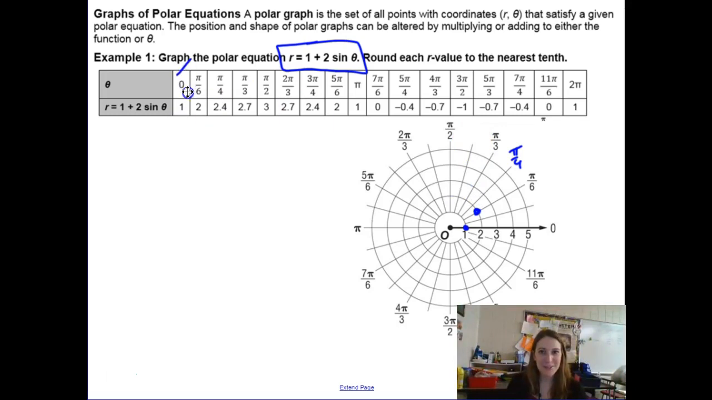All right, let's cross these off as I go. I did that one, right? Did that one. Pi over 4 is 2.4. All right, did that one. Pi over 3, here we go. It's 2.7. Check. All right, I skipped over pi over 2 completely. That was fun. That was at a 3. 1, 2, 3. Now it's going to start coming back down. 2 pi over 3 is 2.7. And then 3 pi over 4 is 2.4. 5 pi over 6 is 2. Pi is 1.